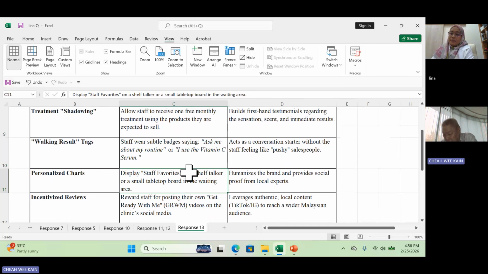Who comes in? Customer comes in. Your salespeople will say, "Hey, let me explain about my routine." Then he'll take the customer to the table down there, the staff favorite. "Hey, this is what I use. My boss gives me 50%, and I use it. I'm very happy with it." Then he can tell about his experience. It's a personal experience. That's why you say staff favorite on the shelf or on the table or something like that. It's up to you.